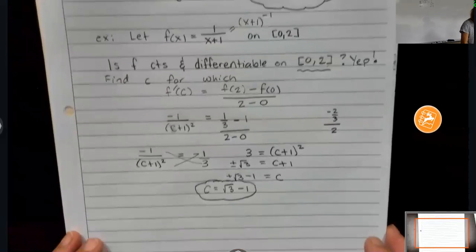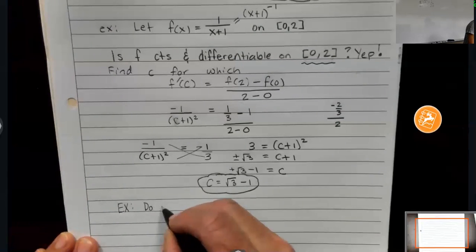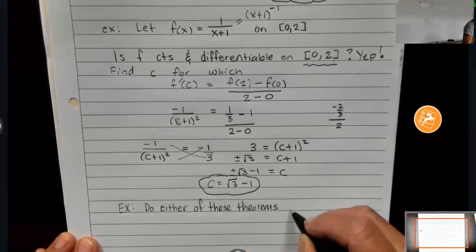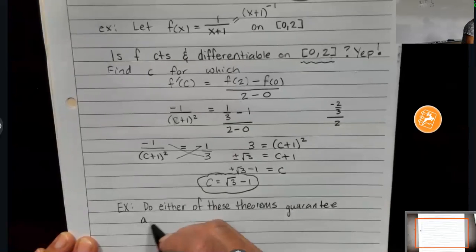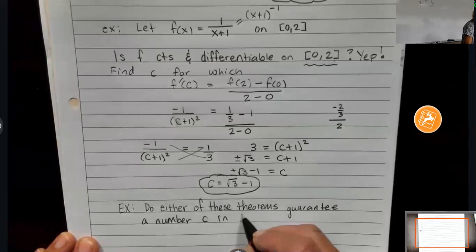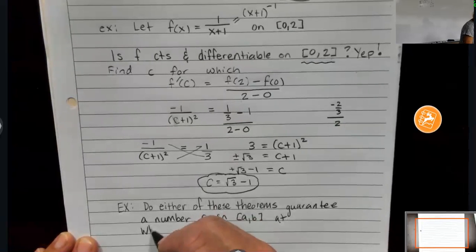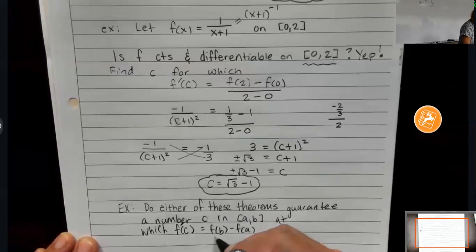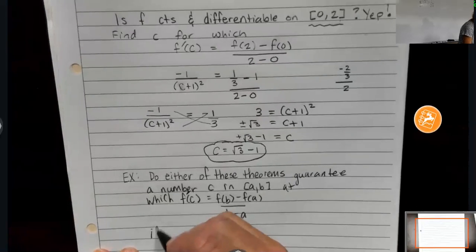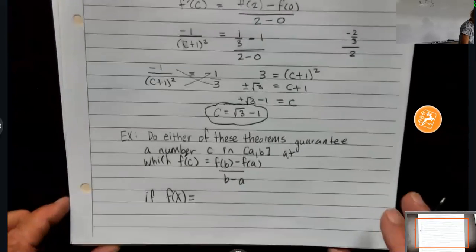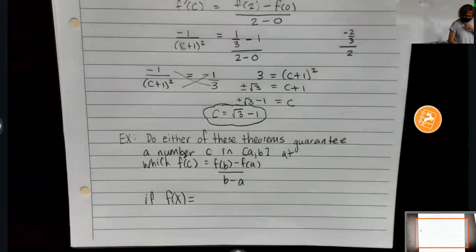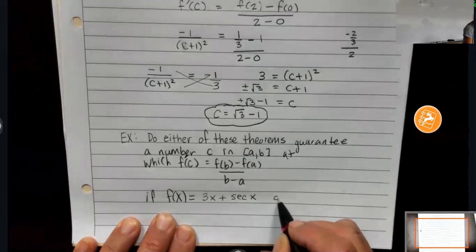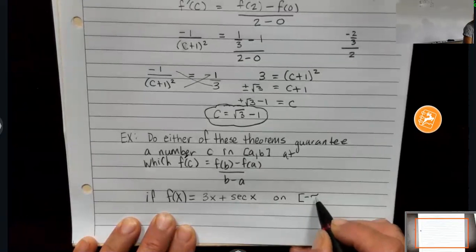That's 4.2. Either of these theorems guarantee a number c in (a, b) at which f prime of c is equal to f of b minus f of a over b minus a, if f of x is equal to, oh, how about 3x plus the secant of x on the interval from -pi to pi.